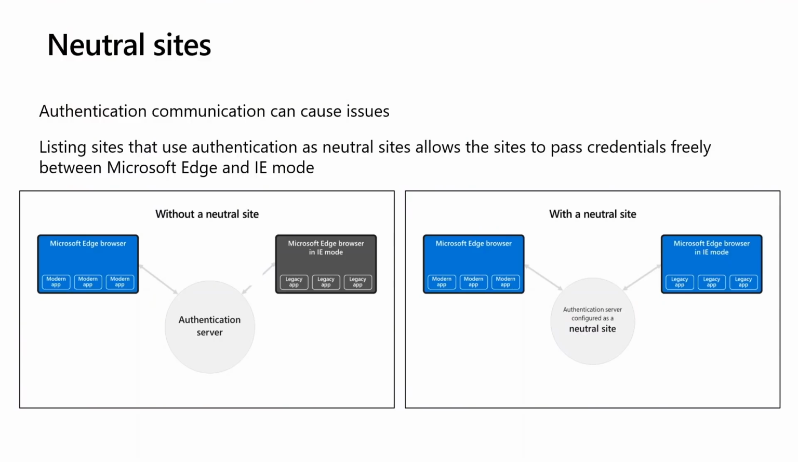With Microsoft Edge being a dual engine browser, there's a lot of authentication communication going on between the browsers. One of the things that simplifies this is identifying those authentication sites and listing them as neutral. Listing a site as neutral means that it can pass cookies and authentication credentials freely between Microsoft Edge and IE mode. When you don't have neutral sites identified, the communication between Microsoft Edge and IE mode can break.